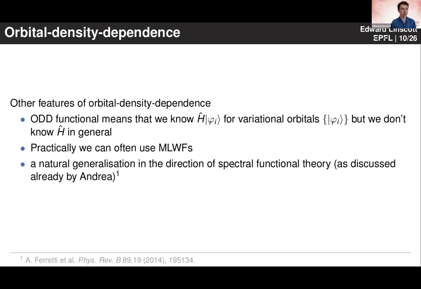And finally, like Andrea was talking about, all of this mess with variational versus canonical orbitals, you might think, oh, this looks like such a headache. Why on earth would I do this? And Andrea's talk really illustrated very nicely why we might do this, which is the fact that this formalism is more flexible, and it's actually a natural generalization in this direction of the spectral functional theories that he was talking about. So it's heading in the right direction for something that is going to be able to reliably provide spectral properties like band structures.